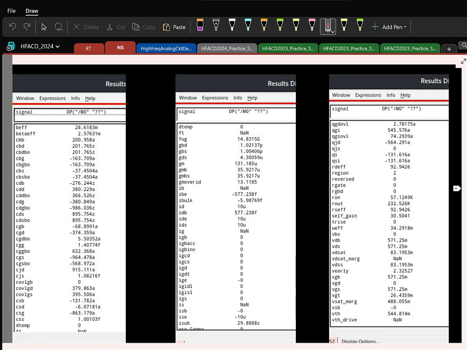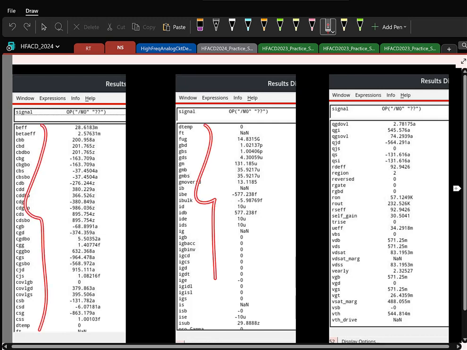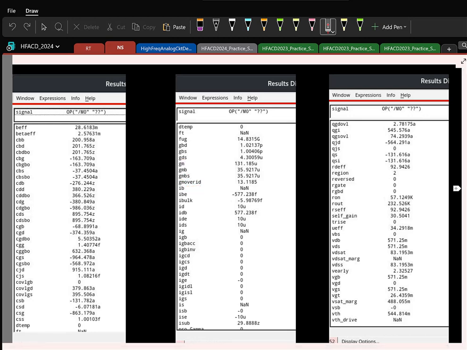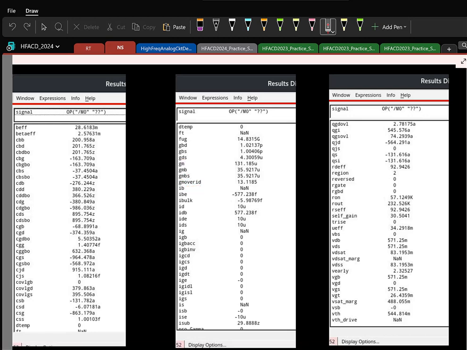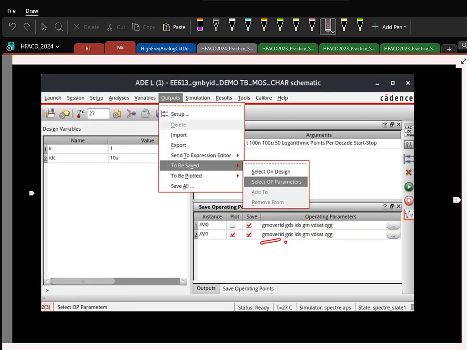You can see for each transistor, there are a whole bunch of operating points that the simulator will give you. Like here you can see CGG, drain current ID, GM, GM by ID, and so on. So you store the relevant ones. I've stored GM by ID, GDS, IDS, and so on. Then I export it to a CSV file and plot in MATLAB. Okay, so I can show you some plots.